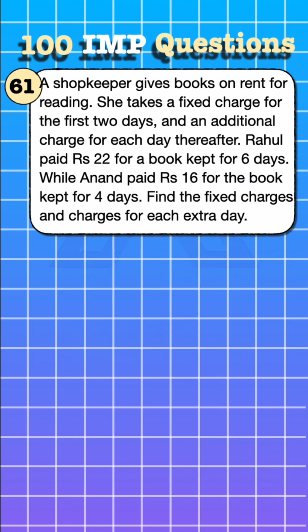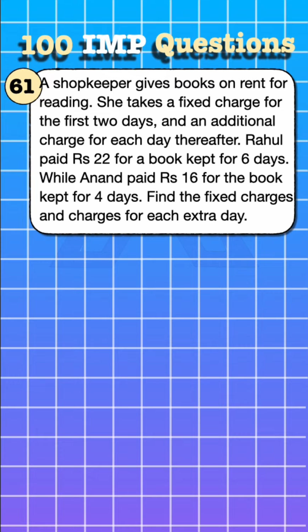Question number 61. A shopkeeper gives books on rent for reading. She takes a fixed charge for the first 2 days and an additional charge for each day thereafter. Rahul paid 22 rupees for a book kept for 6 days while Anand paid 16 rupees for the book kept for 4 days. Find the fixed charges and the charges of each extra day.